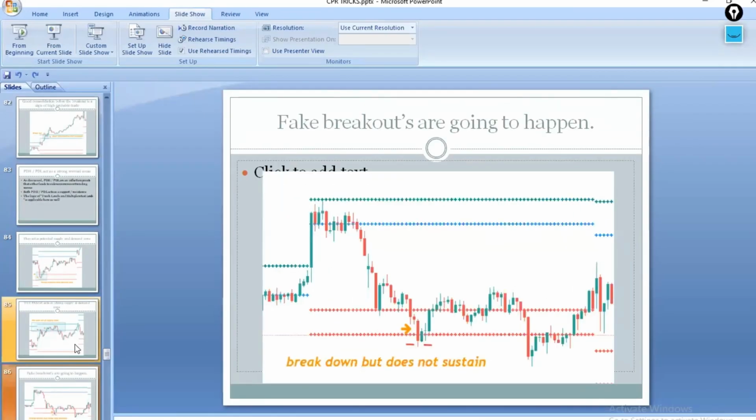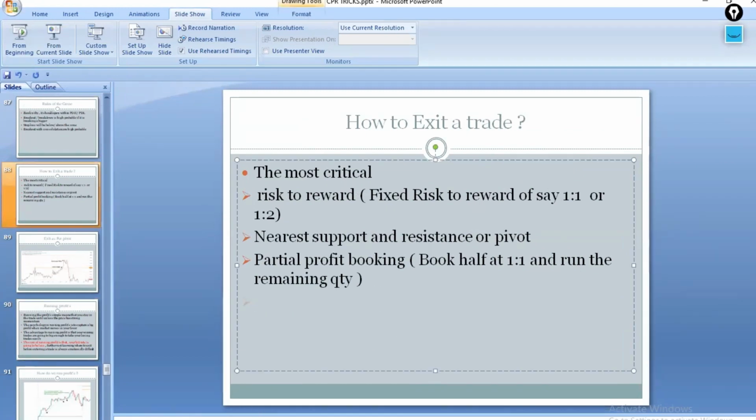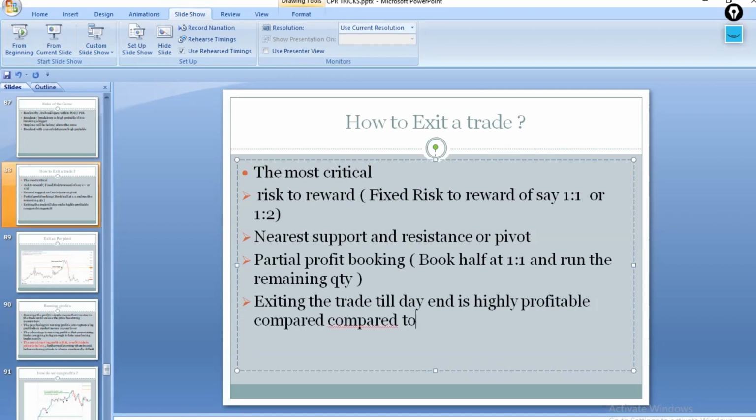So we have covered most of the points now. We spoke about how to run the profits and how to exit the trade. And we can actually mention our observation over here that exiting the trade till day end is highly profitable compared to exiting early. Now, remember one thing.